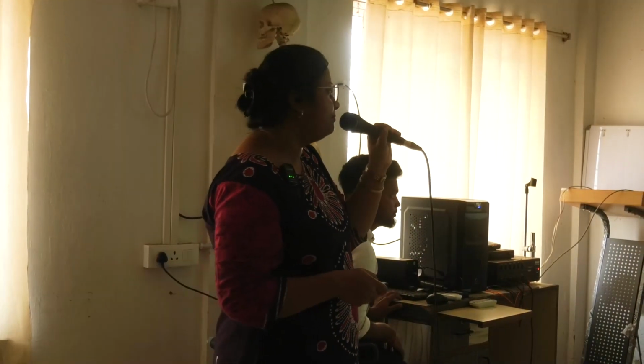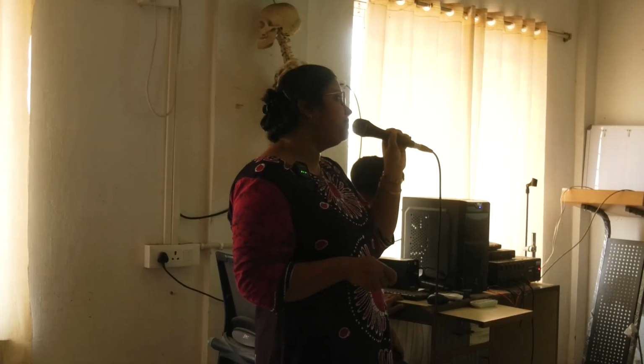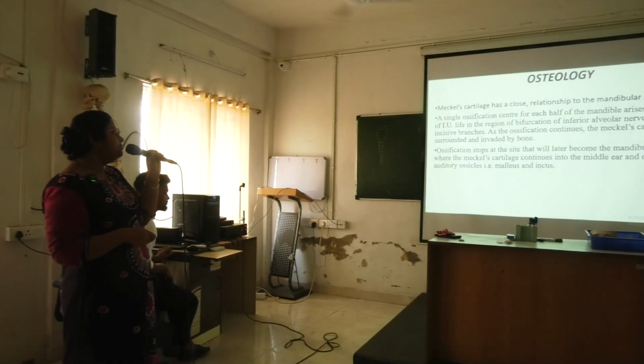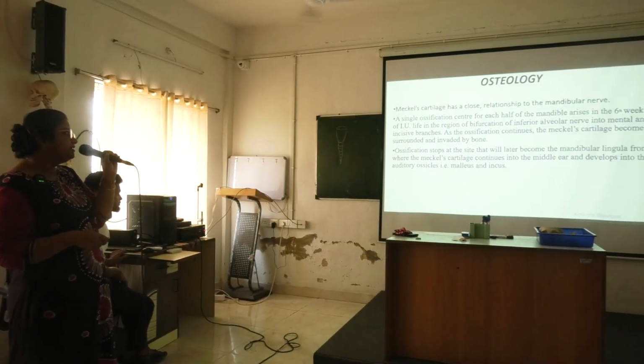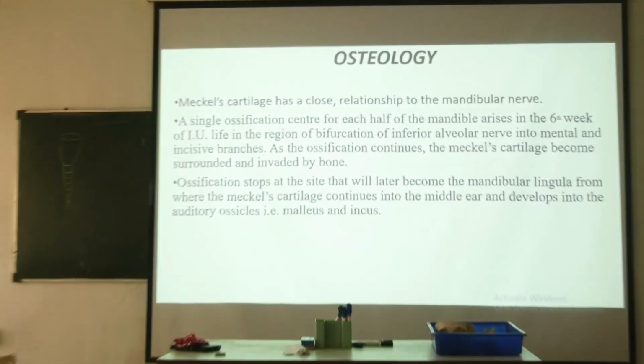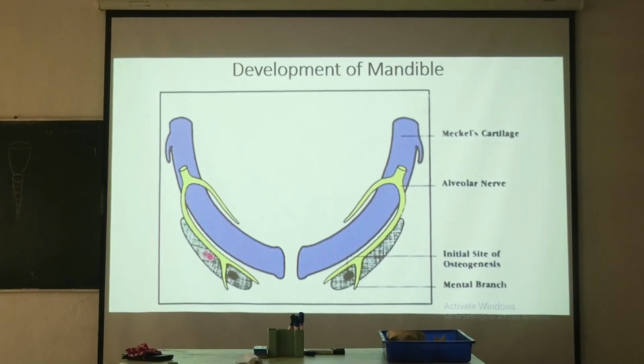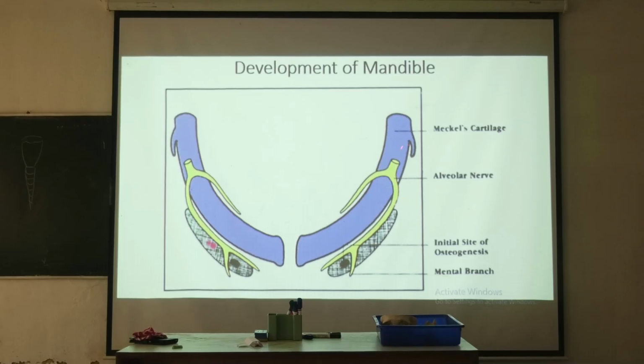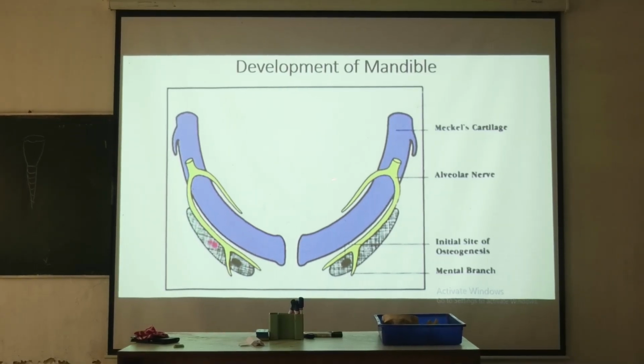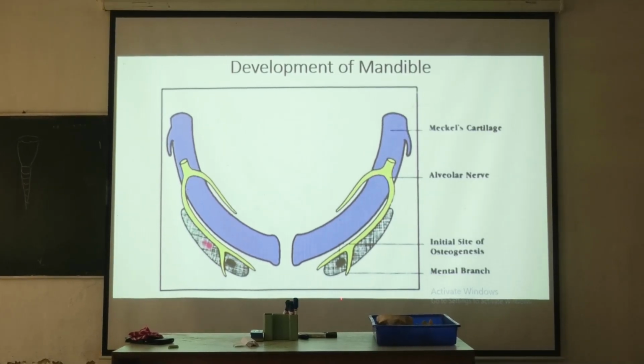So from the lingula, the Meckel's cartilage continues into the middle ear and develops into the auditory ossicles, that is malleus and incus. Next, see here the inferior alveolar nerve. The inferior alveolar nerve is bifurcating into the incisive branch and the mental branch. The mental branch comes out through the mental foramen, and the incisive branch is going to supply the teeth of the lower jaw.